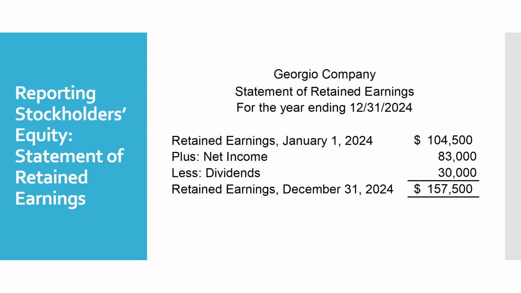If we put that into a statement of retained earnings, here's what it would look like. Retained earnings plus net income, subtracting out both the stock dividend and the cash dividend, brings us down to the $157,500.